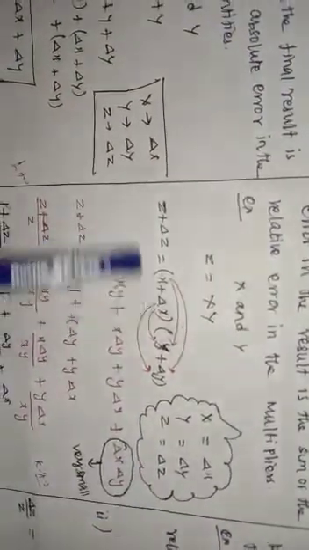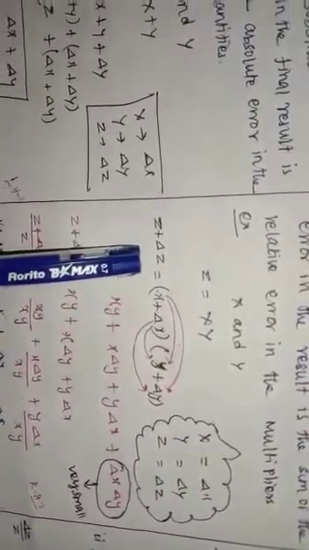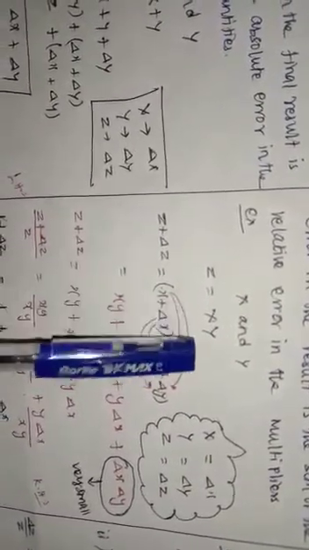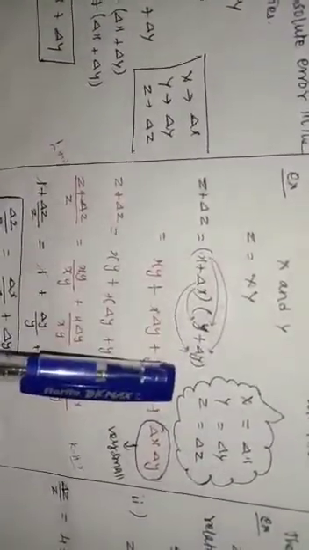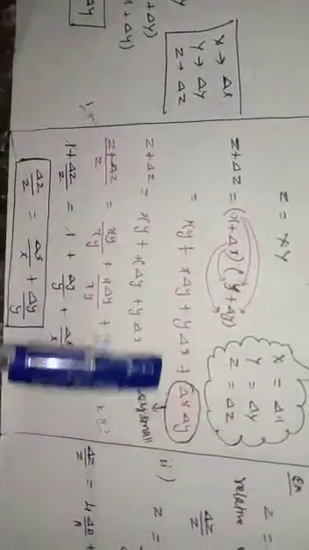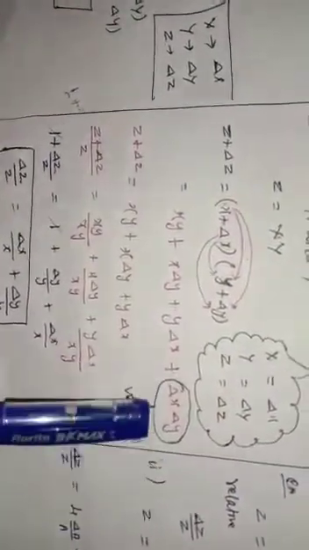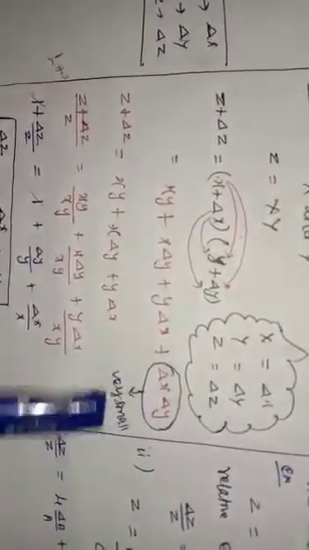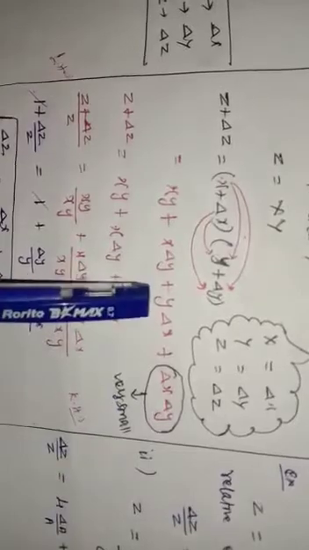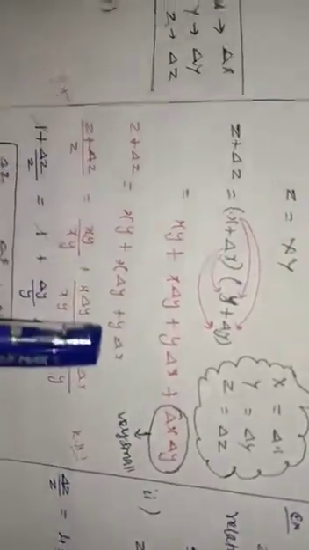So we write z plus delta z, because it has some error, equals x plus delta x multiplied by y plus delta y, and then finally I get this result. In this result, delta x times delta y is very small, so that value is negligible, and we write the remaining terms like this.